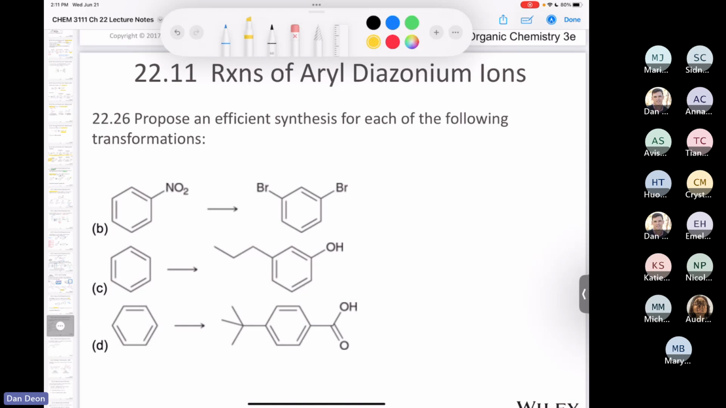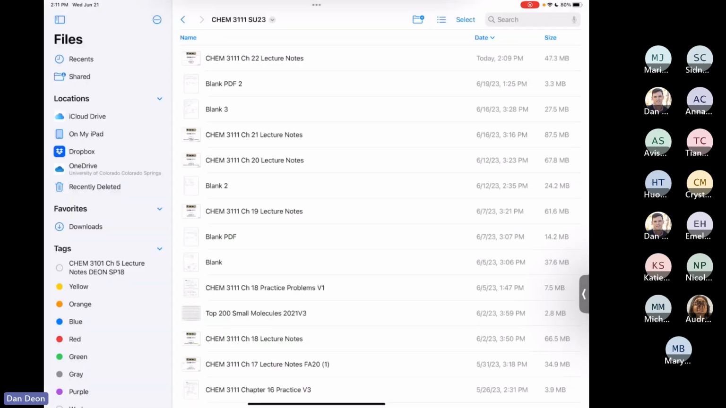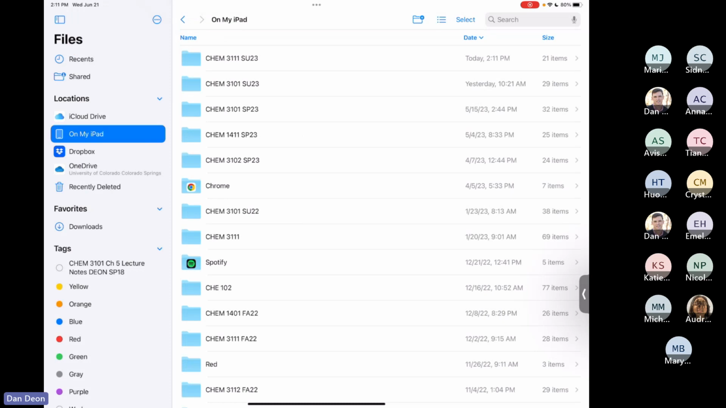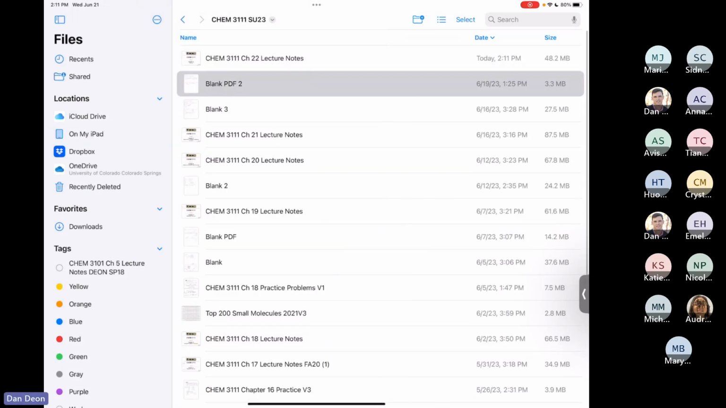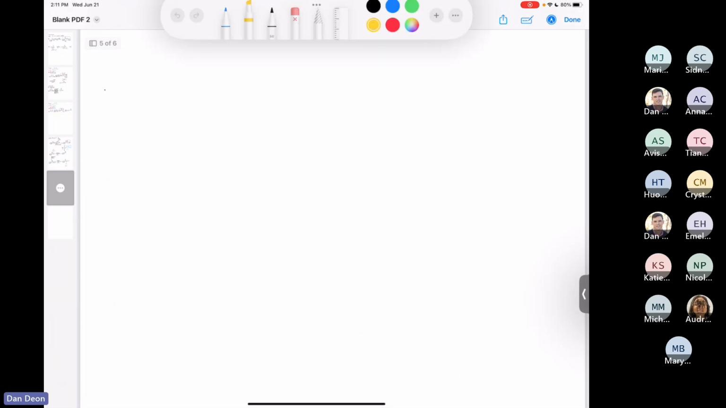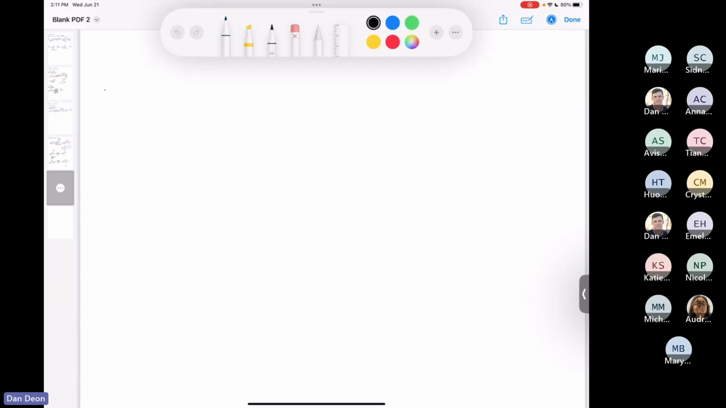So we're going to take nitrobenzene, and then we're going to convert it to 1,3-dibromobenzene. I'm going to switch over to a blank document just so I have enough room to do the whole question here. So where was I? This is question chemistry 3111. Let's try. Do I have enough real estate in here? I only have some, not enough, but let's give it the old college try here. So this is question 22.26, and this is B. So we want to go from nitrobenzene, and we want to make 1,3-dibromobenzene, this compound right here.